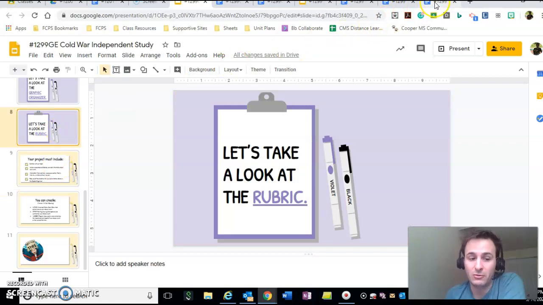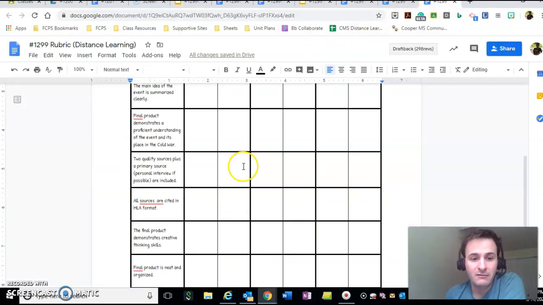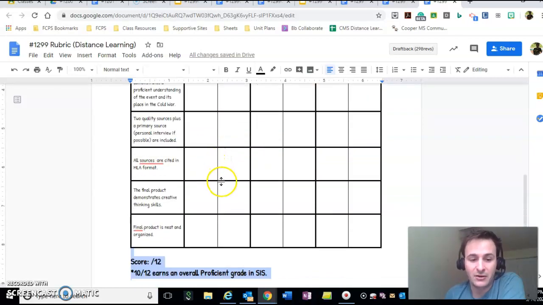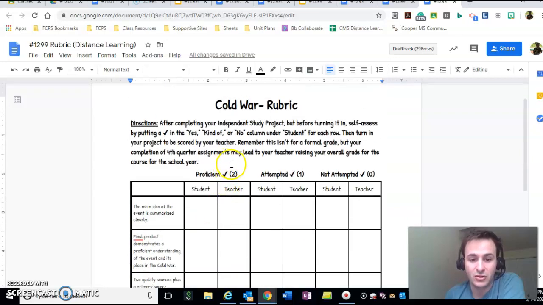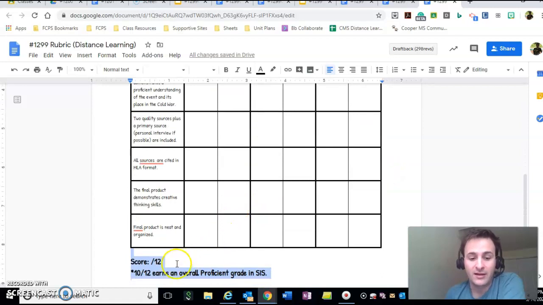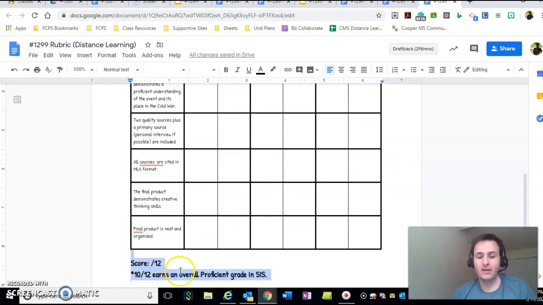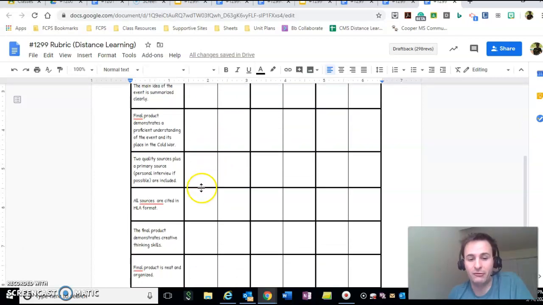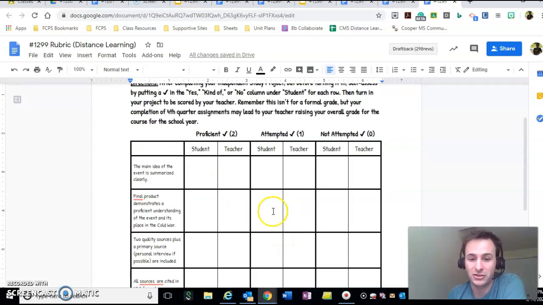Moving backward here to the rubric, the rubric looks very similar. Our goal is to get proficient in all the categories. There are 6 categories. You'll notice that a proficient score means 2 points. Attempted is 1 point, and not attempted is 0 points. So if you get 10 out of 12 points, that's an overall proficient grade. That means you need to get at least 4 proficients, and you can get 2 attempteds, and then you would have the score of proficient.